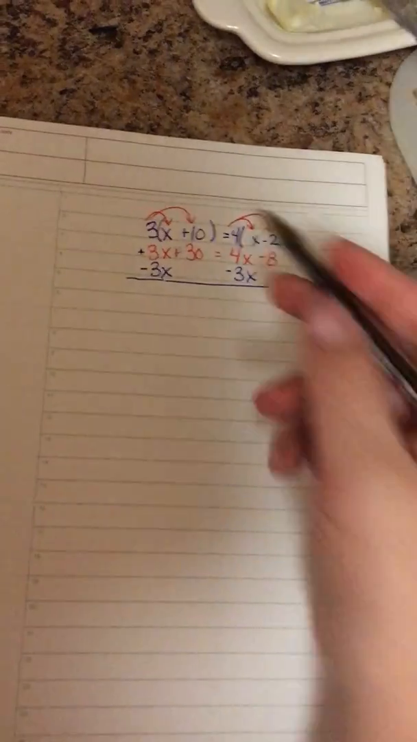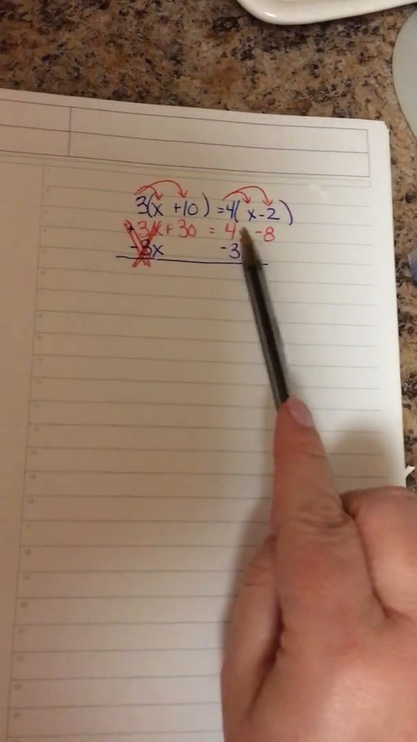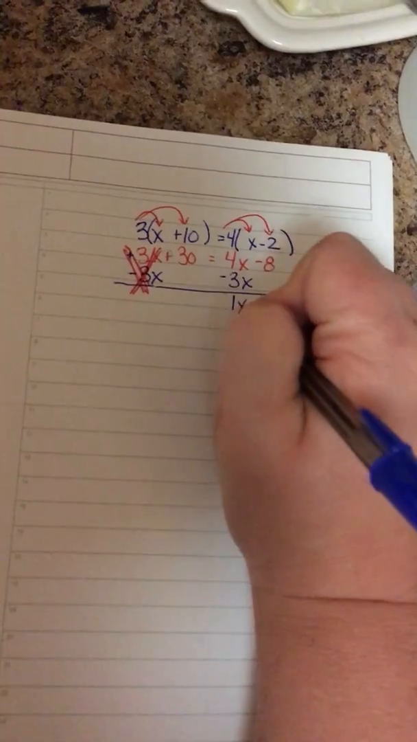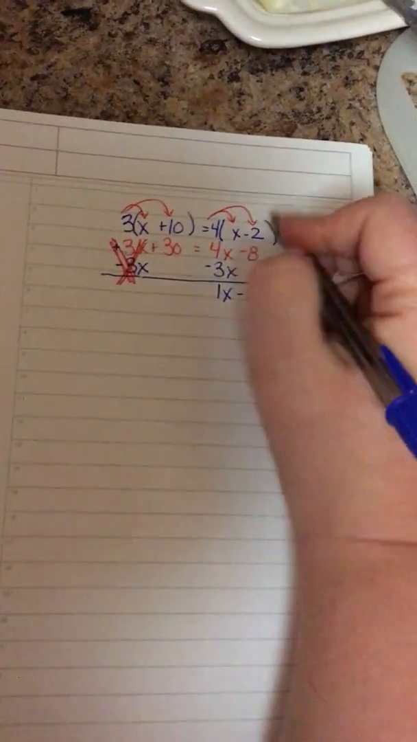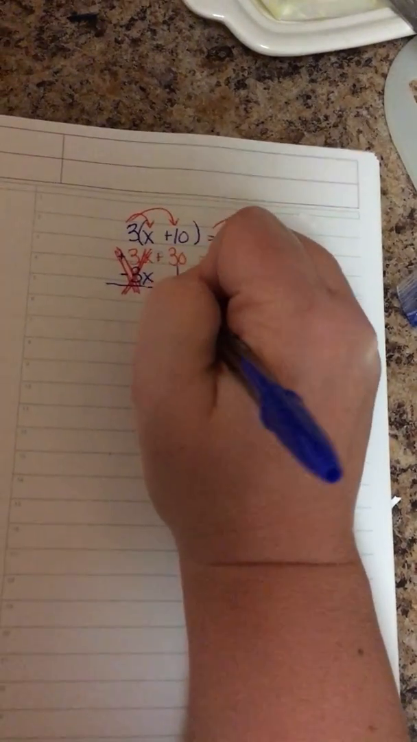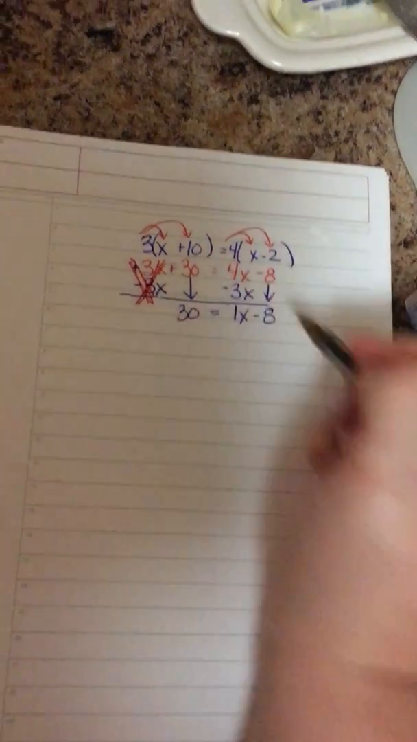So here on this side, my x's are going to cancel out. And on this side, I had 4 x's, but I'm going to subtract 3 x's, which means I have 1 x left. So on this side of the equation, I still have 1x minus 8. And on this side of the equation, I have the number 30.